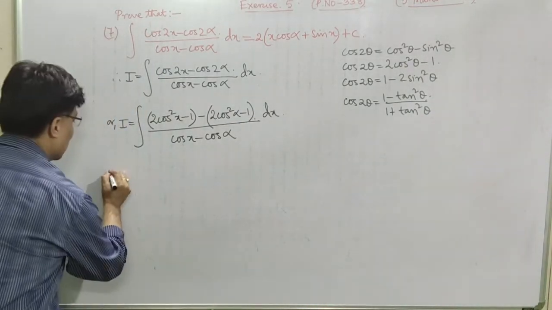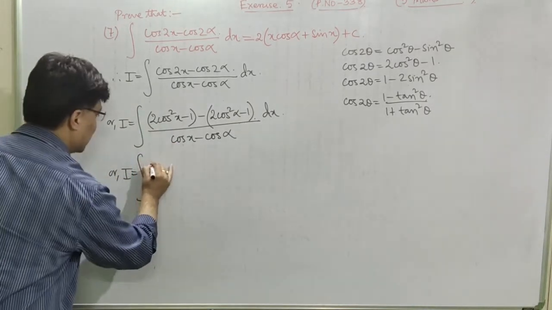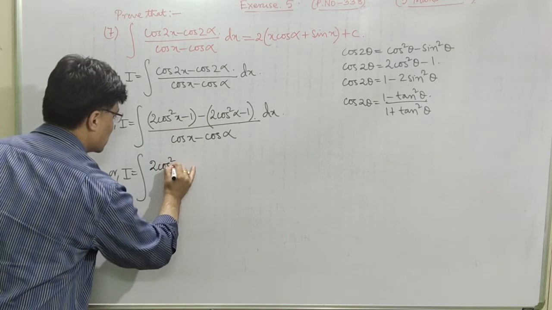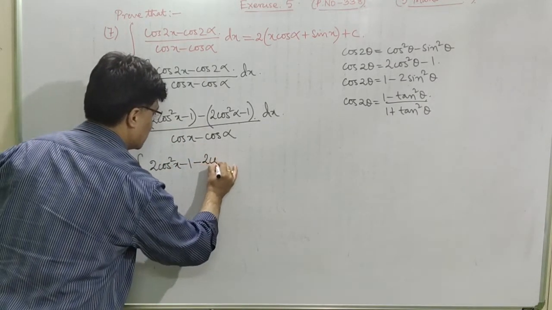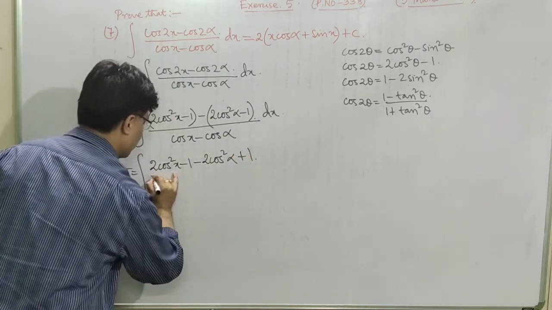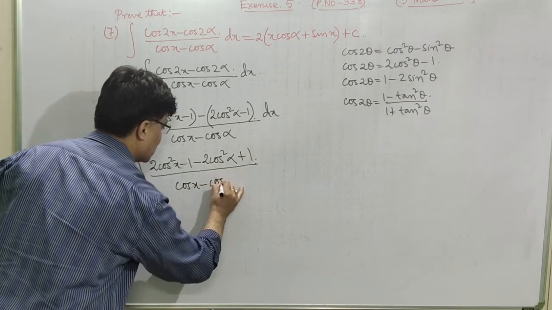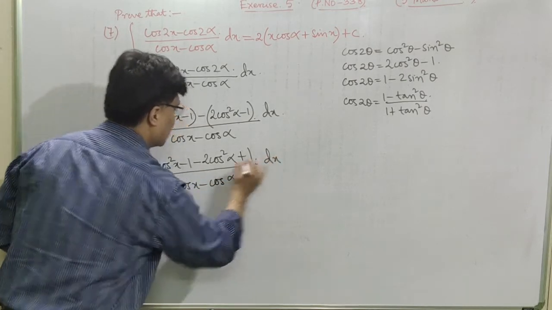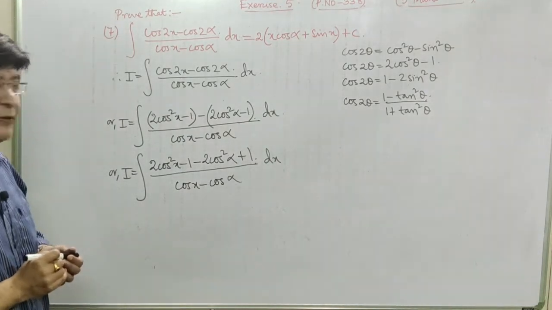Okay, so let us simplify it further. So let us open this bracket. 2 cos square x minus 1 minus 2 cos square alpha minus 1, minus into minus plus 1, divided by cos x minus cos alpha. Then you can write here dx. Understood? So now let us simplify it.